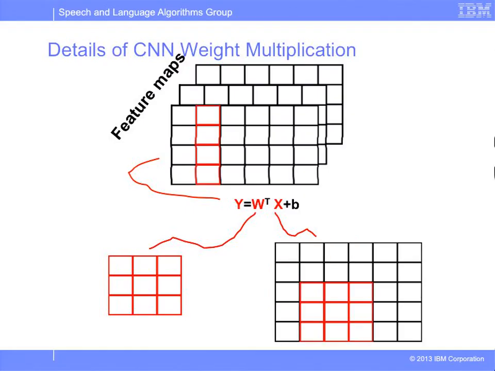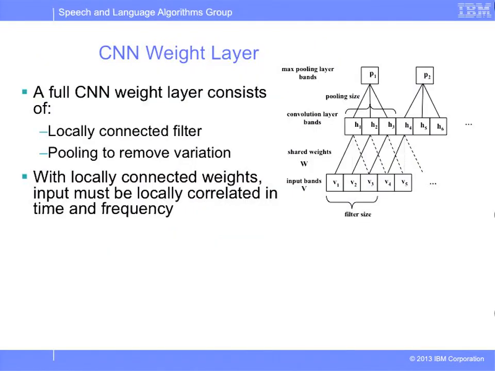Okay, so basically what we have is a set of activations across feature maps now. So this is just a convolutional multiplication. A full convolutional layer actually consists of two things. It consists of doing this using these locally connected filters, and then using a concept called pooling, which removes the variation. If we look visually, each of the lines of the same color is the same weight that's shared across frequency.